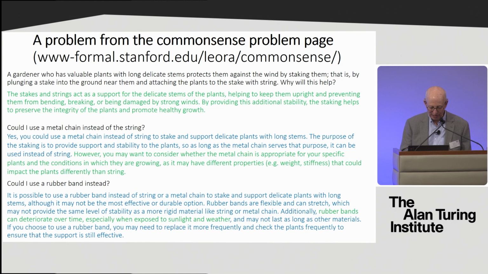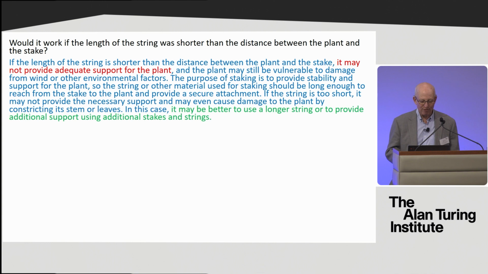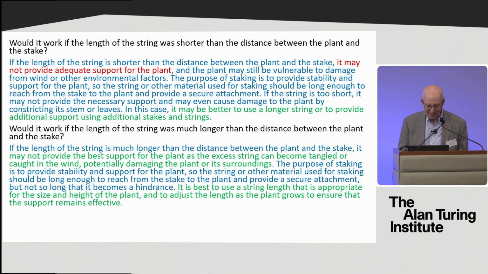Another change suggested on the original problem page was: would it work if the length of the string was shorter than the plant and the stake? Here it says it may not provide adequate support for the plant, which is clearly not the problem. It's not going to provide any support. It does at least say it may be better to use a longer string. Would it work if the string was much longer? And it does pretty well, particularly as it also said it might become tangled or caught in the wind, potentially damaging plants. So I was impressed with that.